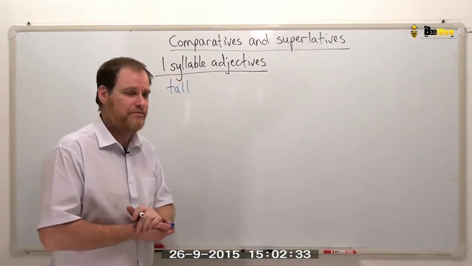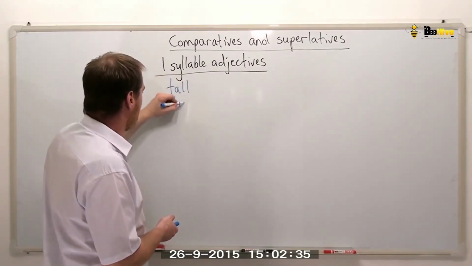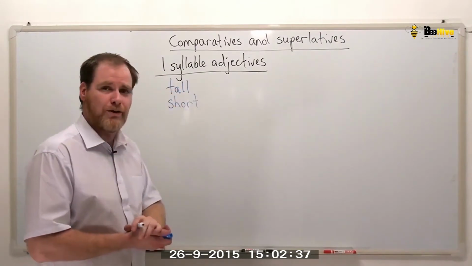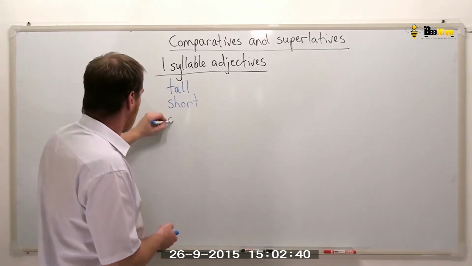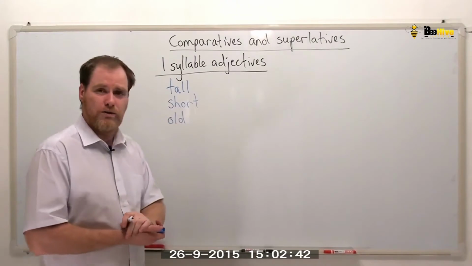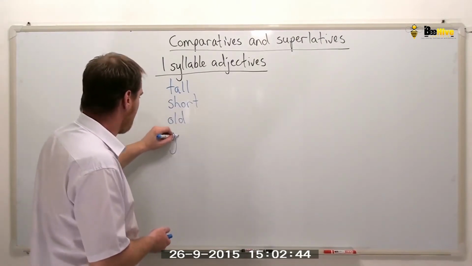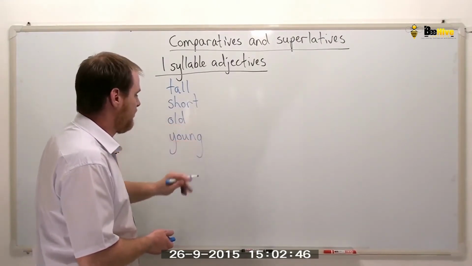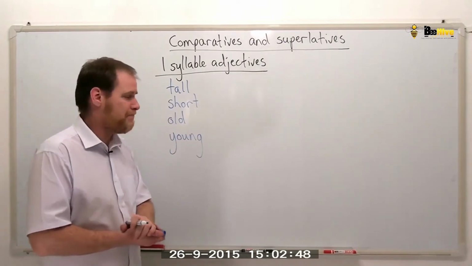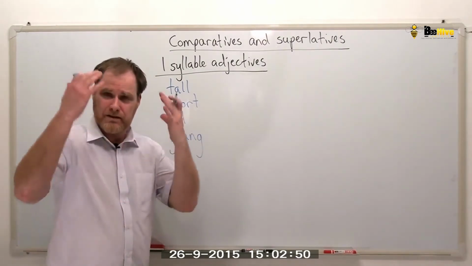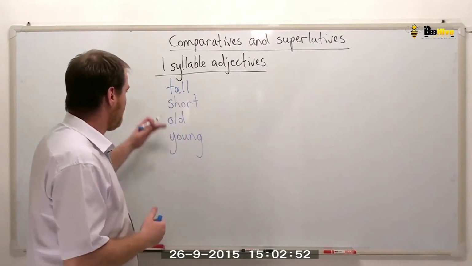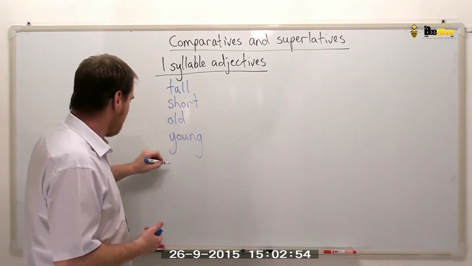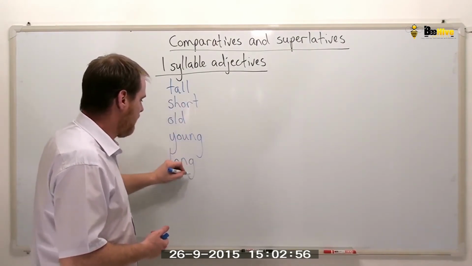So, let's start off with some simple ones. Tall. Short. Old. Young. Okay? And if you wanted to talk about somebody's hair, for example, you could use the word short again, and we can also use the word long.